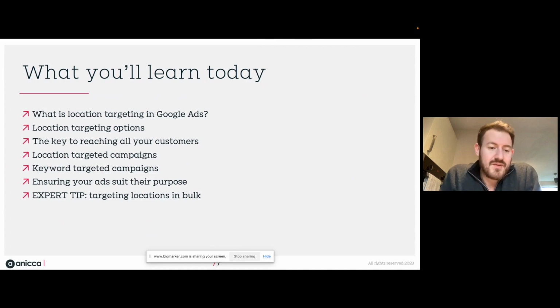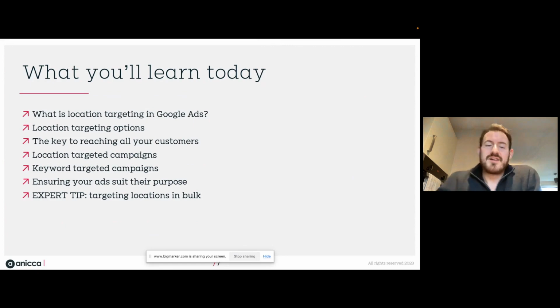And it will become a little bit clearer what I mean by both of those things a little bit later on. We're also going to look at how you can ensure your ads suit their purpose. And then finally, we've got a bit of an expert tip from myself as well. So that's looking at targeting locations in bulk. And for those of you that are well versed in Google Ads, you might find that really helpful. For those of you that aren't so well versed in Google Ads, you might find that one's a little bit technical, but we can cross that bridge when we come to it.